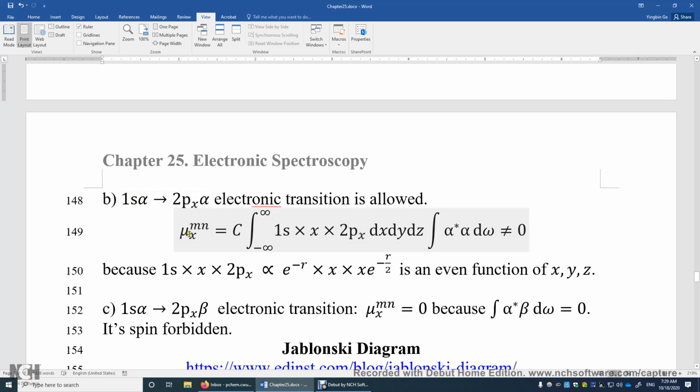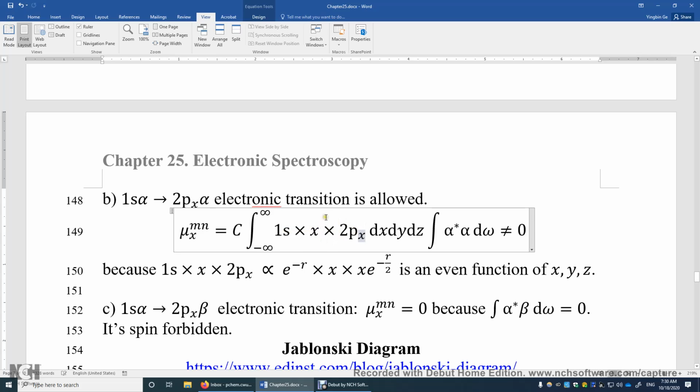I will examine the x component. And in this case, if we look at this one, 1s is an even function of x, x is an odd function of x, 2px is also an odd function of x. So really 1s is e to the power of negative r, and r is an even function of x. This is just x. 2px is x times e to the power of negative r over 2. So overall, the product of 1s, x, and 2px is an even function of x. And this function is always non-negative.